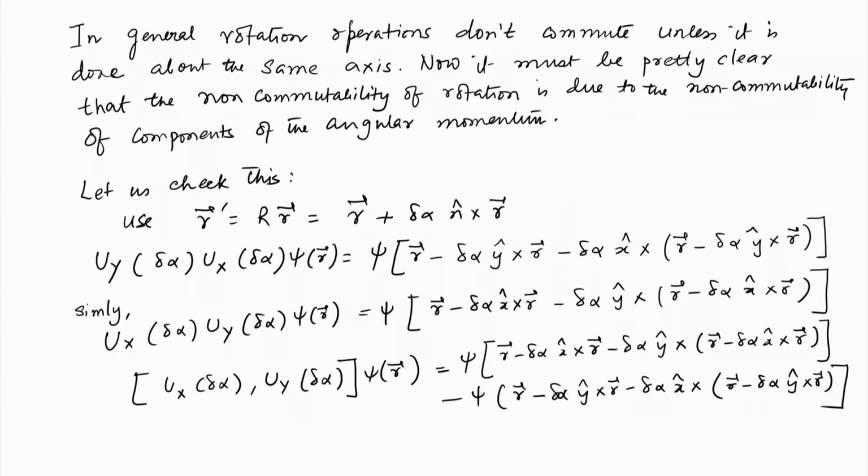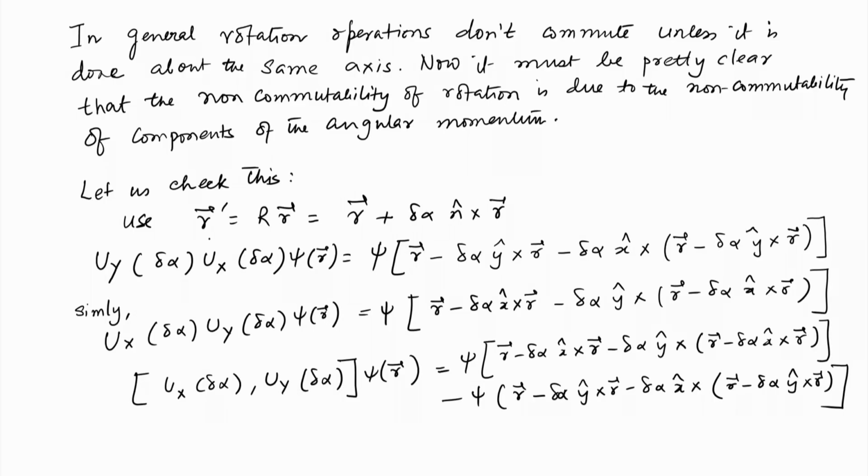Because the different components of angular momentum do not commute, the rotations about different axes do not commute. However, this is untrue at least for infinitesimal rotation. Let us check this. So, we have r prime equal to R r, which is r plus delta alpha n cap cross r. Uy delta alpha Ux delta alpha psi of r, minus delta alpha y cap cross r, which is delta alpha x cap cross r minus delta alpha. So, this is that second rotation. I am trying to find a commutation between Uy delta alpha and Ux delta alpha. So, I reverse the order.